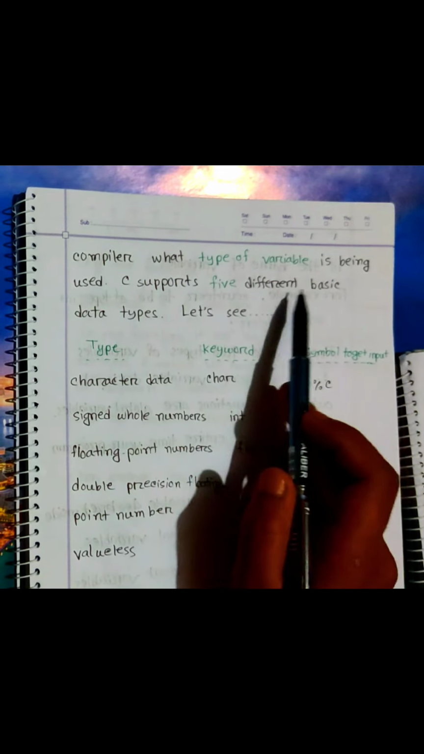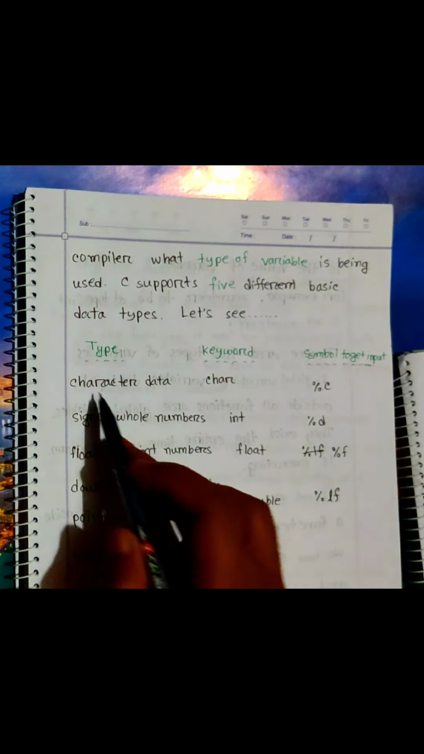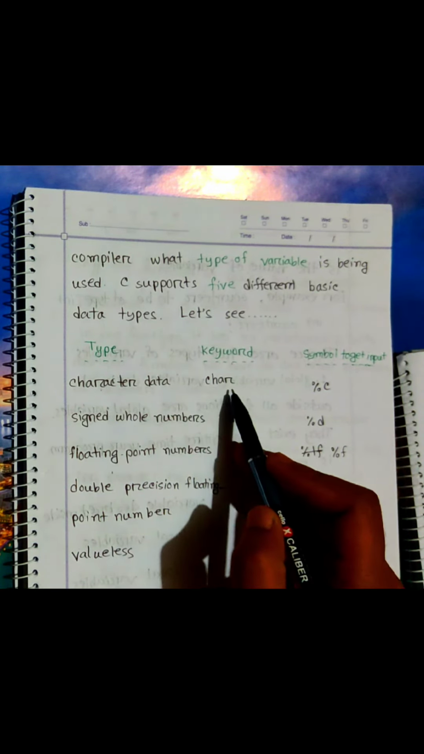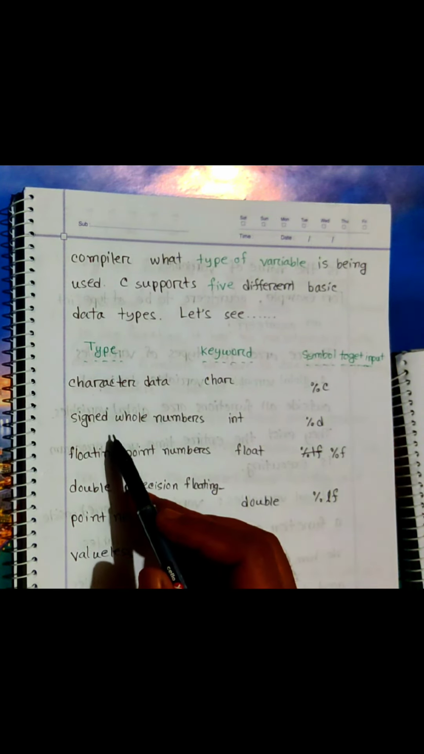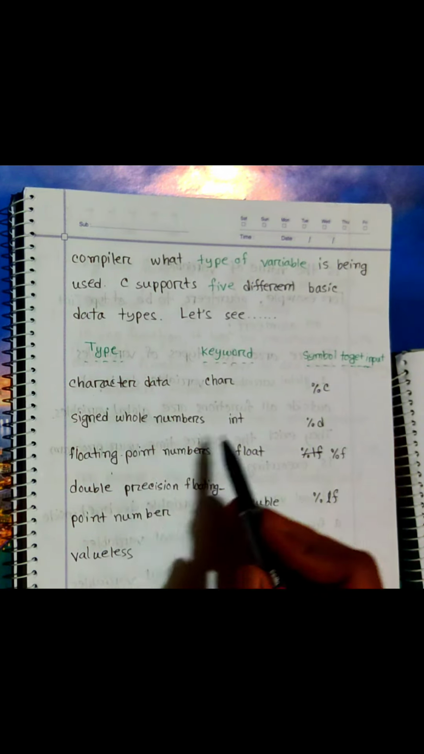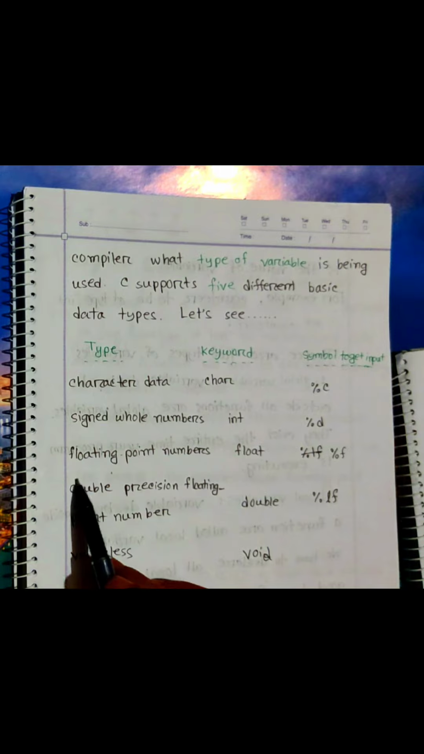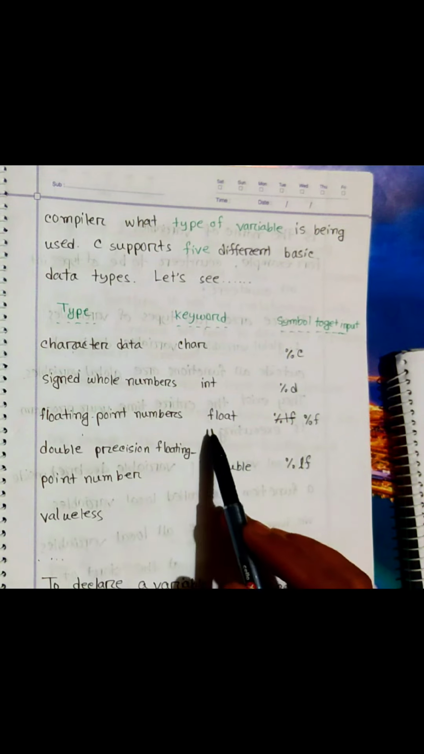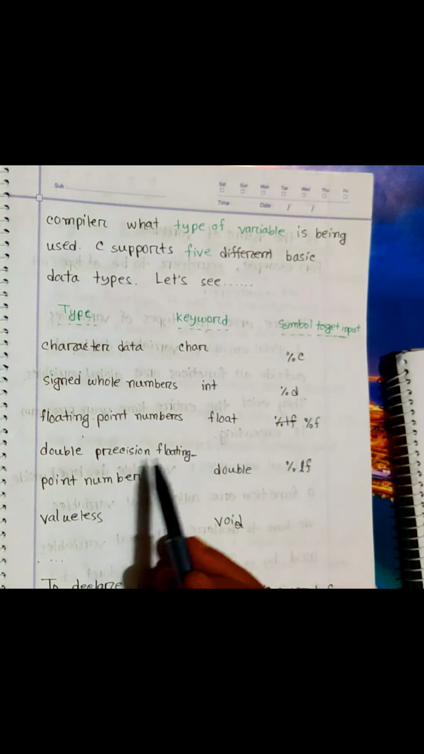As I said, C supports 5 different basic data types: 1, 2, 3, 4, 5. These 5 are data types. Character data. The keyword of the character data is char, the short form of character. Signed whole numbers, like positive numbers from 0 to infinity, will be int, a short form of integer. Floating point number. The keyword of floating point number is float. Okay. Double precision floating point numbers.